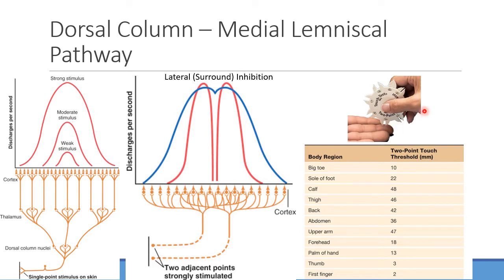The way they can do that, so I can actually differentiate between these two, is what we call lateral or surround inhibition. Anyone heard of this term before? Basically, it's a way that your nerves can shut off surrounding nerves in order to differentiate that signal from one another.